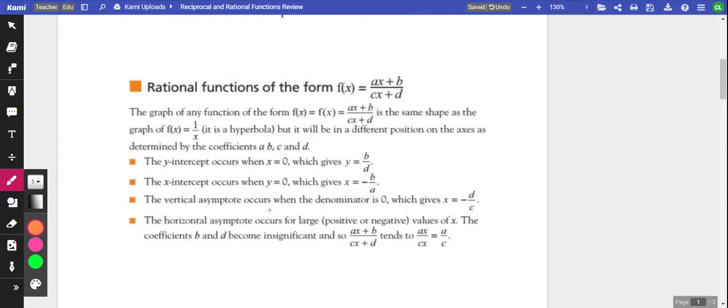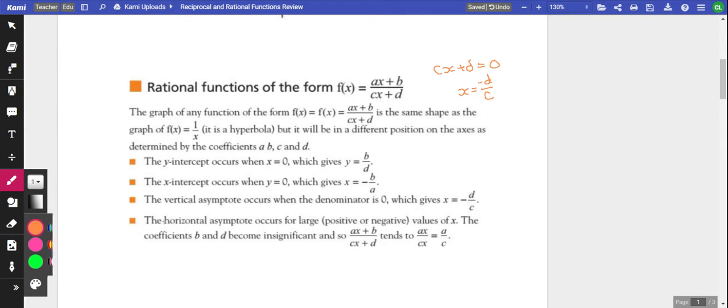The vertical asymptote occurs when the denominator equals 0. So you need to take whatever the denominator is, and you need to set that thing equal to 0, because we cannot divide by 0 without creating a massive black hole. And we don't want those in our universe. So we're going to subtract d over and then divide by c. So it always ends up in this same pattern.